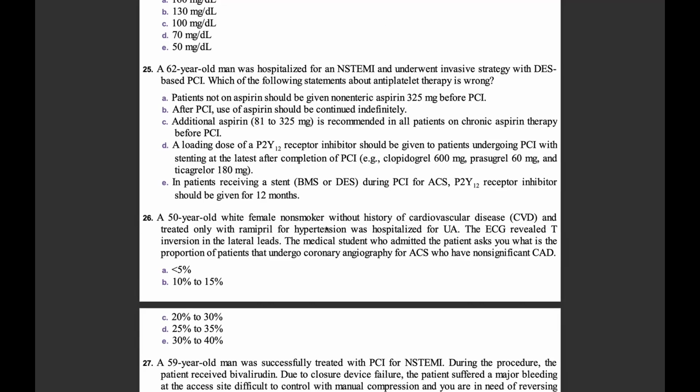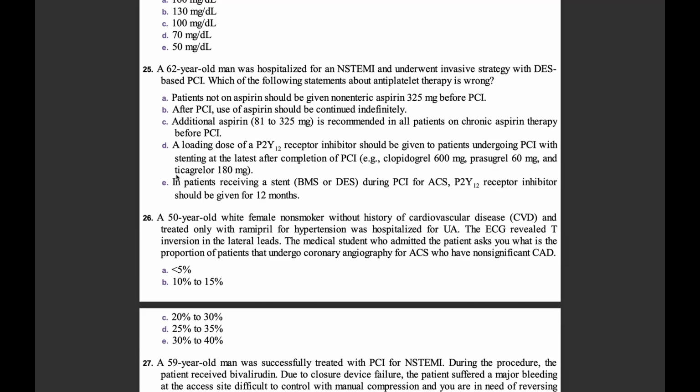Question number 26 to 30 is to be taken by Dr. Pernejo. Good evening, Dr. Badams. Good evening, please, you can go ahead. Okay, good evening, all. I'm taking question 26 to 30.